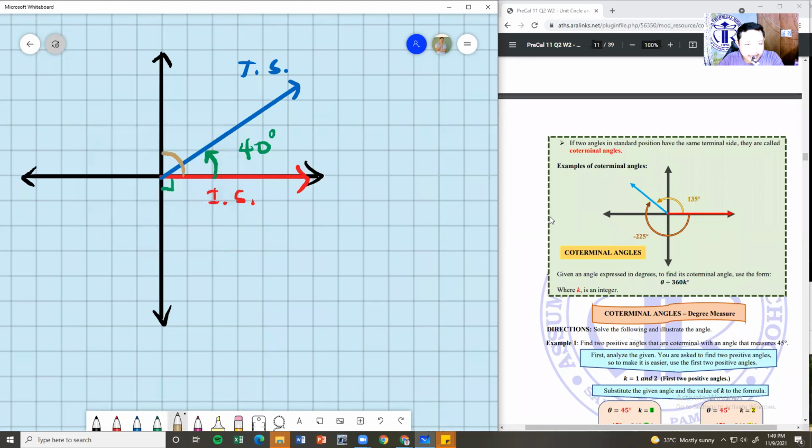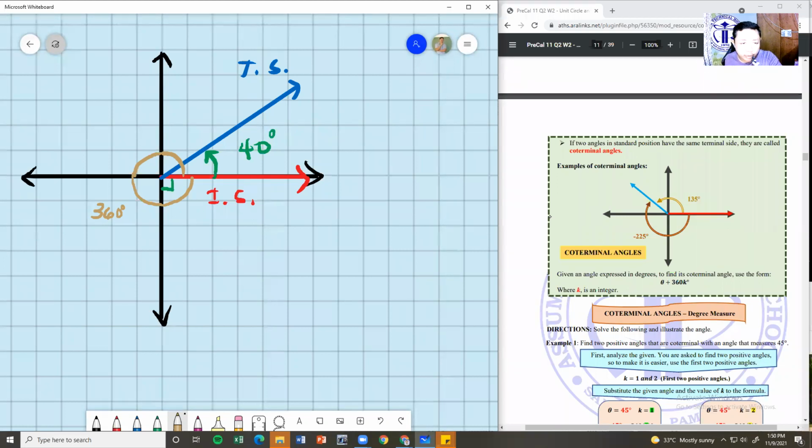That's 90, 180, 270, 360. One revolution. But if it only ended in that one revolution, initial side to initial side, are they coterminal angles? Yes or no? This is just 360 degrees, one revolution. Are they coterminal or not? Type your answer in the chat box, please.